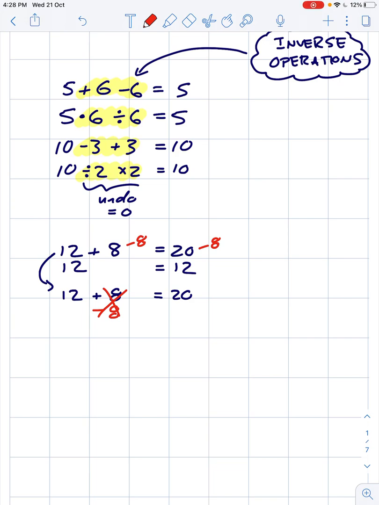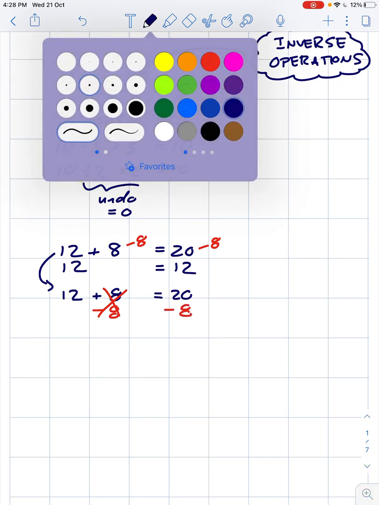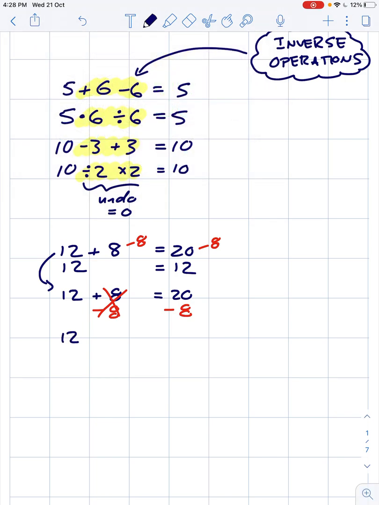But if I do that on the left side, I've got to do the same thing on the right side. So that's, and again, that's going to leave us with 12 is equal to 12. Okay, so in math, a lot of times we want to work vertically as much as possible, like working up and down your paper as opposed to horizontally. And that becomes important once we get into our more complicated problems.